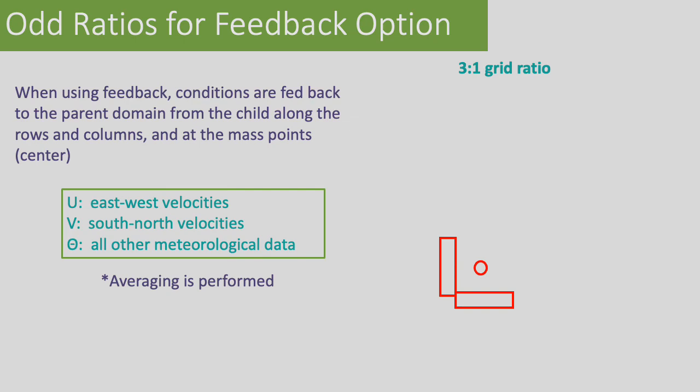As promised, I want to explain the benefit of using odd ratios. When using feedback, calculated values are fed back to the parent domain from the child along the rows and columns which represent the directional velocities like u and v, and at the mass points for all other meteorological data. As I showed previously, these values are averaged and then sent back to the parent at the corresponding location. When you use an odd ratio, this works out nicely, providing an exact center point for the rows, columns, and mass center point. But if you used an even ratio, it would not be as clean and additional averaging would need to take place.